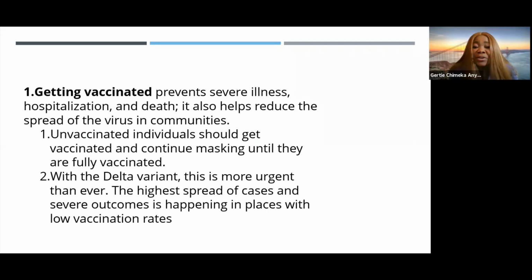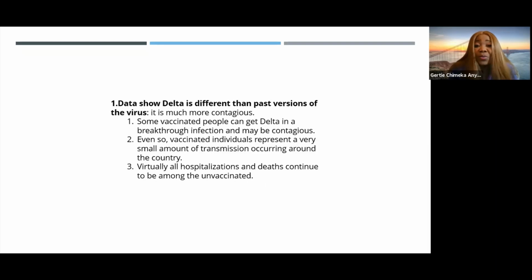The highest spread of cases and severe outcomes is happening in places with low vaccination rates. I mean, we're seeing it in the news every day. Data is showing that Delta is different than past versions of the virus. It is much more contagious.